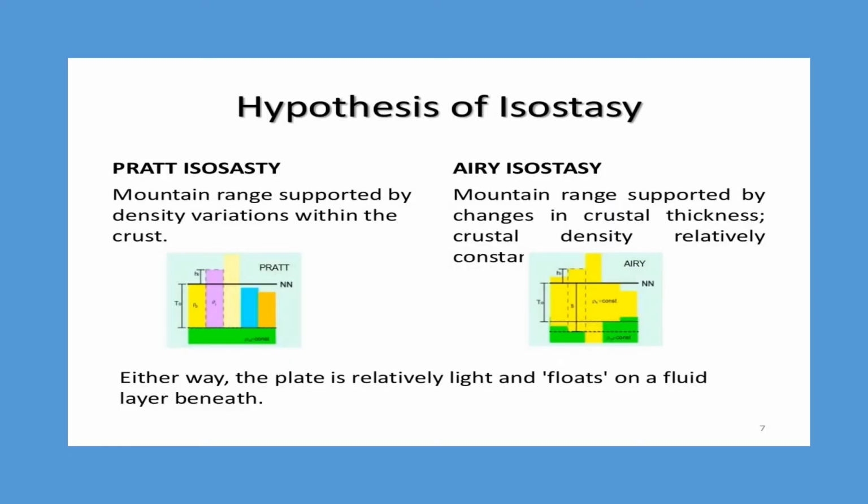Now let's take a look at the hypotheses of isostasy. The Pratt isostasy states that mountain ranges are supported by density variation within the crust. The Airy isostasy states that mountain ranges are supported by changes in crustal thickness. Crustal density is relatively constant. Either way, the plate is relatively light and floats on the fluid layer beneath.